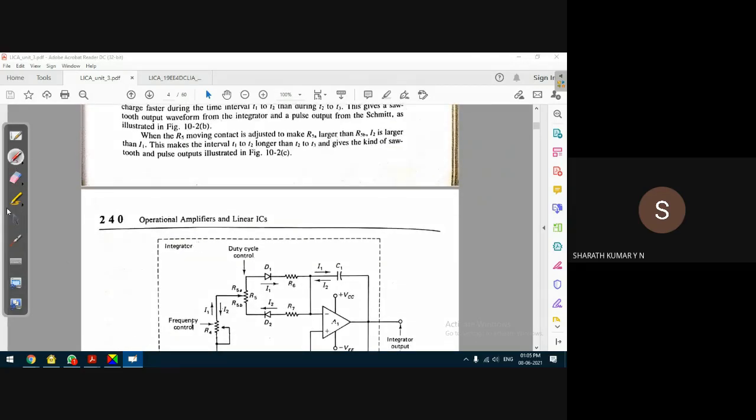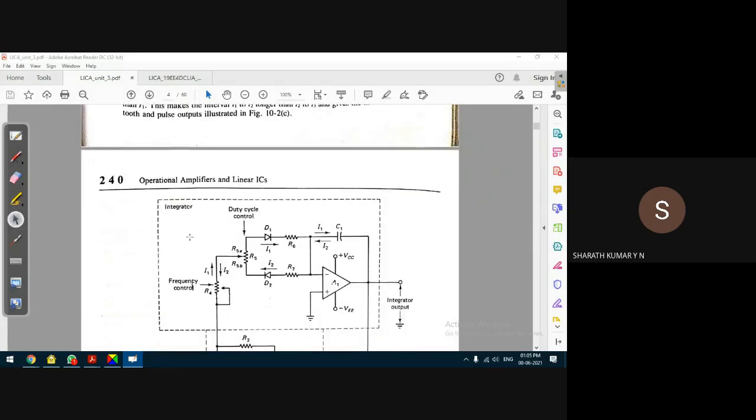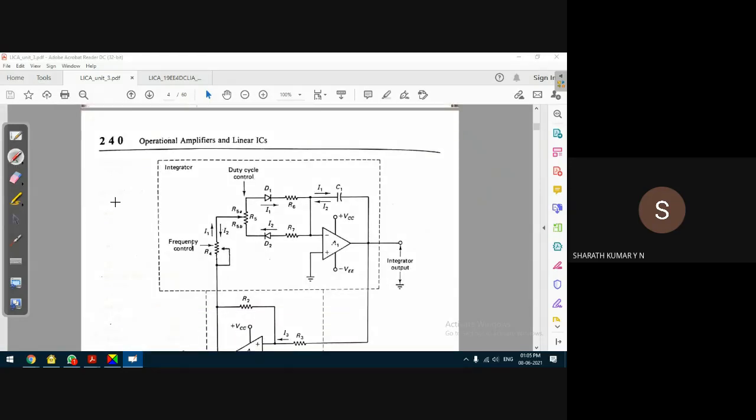Next is duty cycle adjustment. How to adjust the duty cycle? For duty cycle adjustment, there is a requirement that R4 should be a fixed value. Though we use a potentiometer to adjust the frequency, with R4 at a fixed value we vary R5 to adjust the duty cycle. Let's observe how it is done. Let us say R4 is fixed.